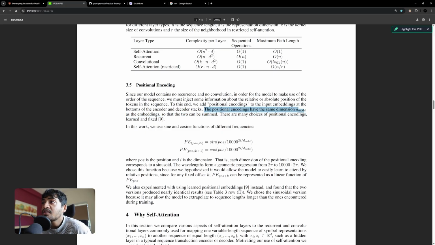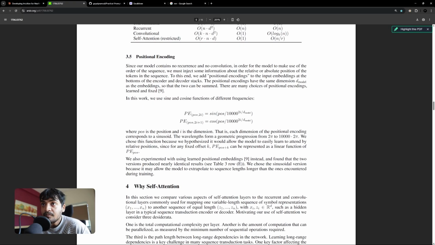There are many choices of positional encodings, learned and fixed. You can have a positional encoding model which will learn along with your model, or it can be fixed. In this work, we use sine and cosine functions of different frequencies. Again, in my opinion, this is a complex idea which takes time to understand. I have a whole video on it. You can watch it over here. That will really help you understand how positional encodings work and what the current state of the art positional encoding is. So I'll just skim over this part.